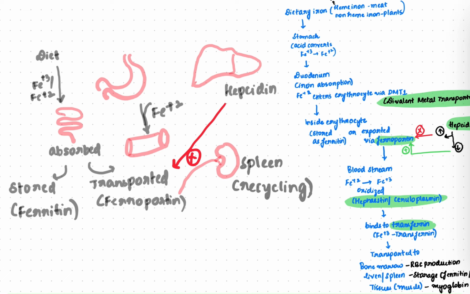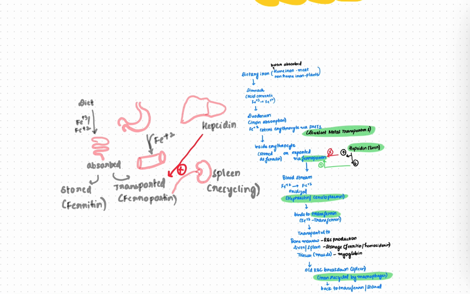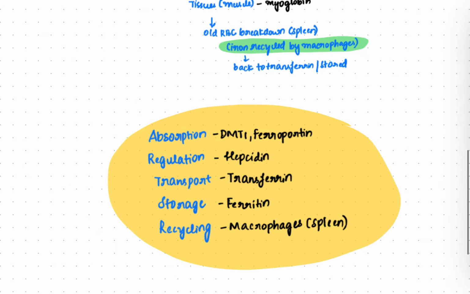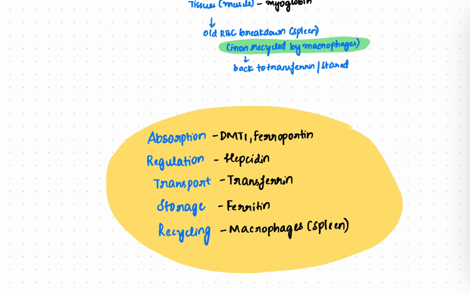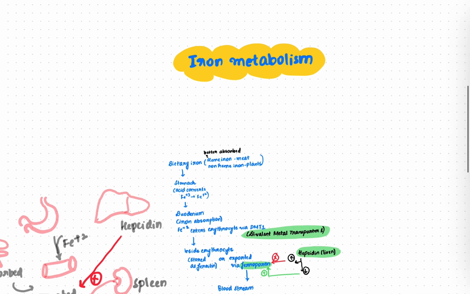The final thing is recycling, which happens by the macrophages in the spleen, where the old RBCs will be broken down and the iron in the RBCs will be recycled. So hepcidin acts as a regulator in this. The main things are absorption via divalent metal transporter 1 and ferroportin. Regulation is via hepcidin, which is secreted by the liver. Transport is by the transferrin. Storage is in the form of ferritin. Recycling is by the macrophages of the spleen. So these are the important points.